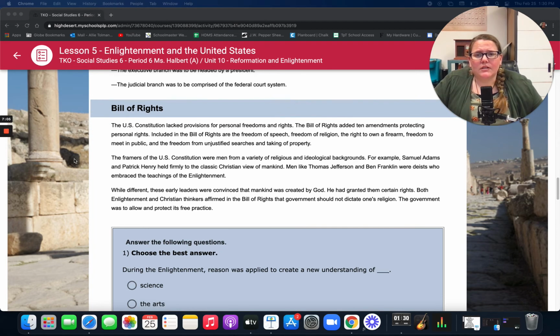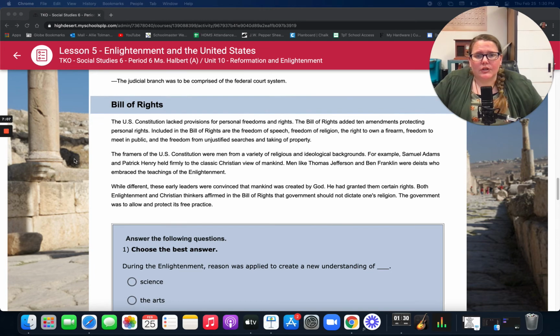The framers of the U.S. Constitution were men from a variety of religious and ideological backgrounds. For example, Samuel Adams and Patrick Henry held firmly to the classic Christian view of mankind. Men like Thomas Jefferson and Ben Franklin were deists who embraced the teachings of the Enlightenment. While different, these early leaders were convinced that mankind was created by God. He had granted them certain rights. Both Enlightenment and Christian thinkers affirmed in the Bill of Rights that government should not dictate one's religion. The government was to allow and protect its free practice.